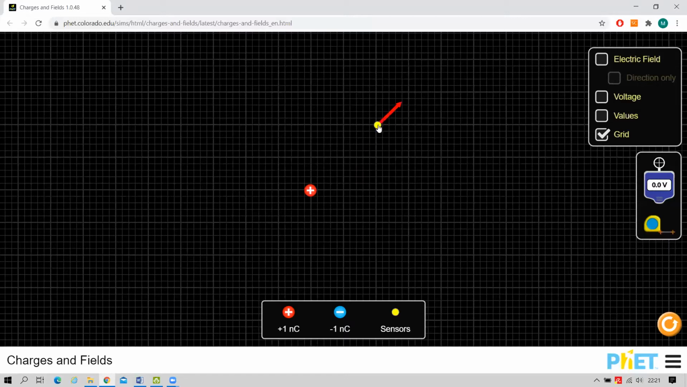Let me put the first one over here, and the second one let's put over here, and the third one over here, and the fourth one over here, and the fifth one over here. So I just placed 5 different sensors as the report says. Let me open the report.